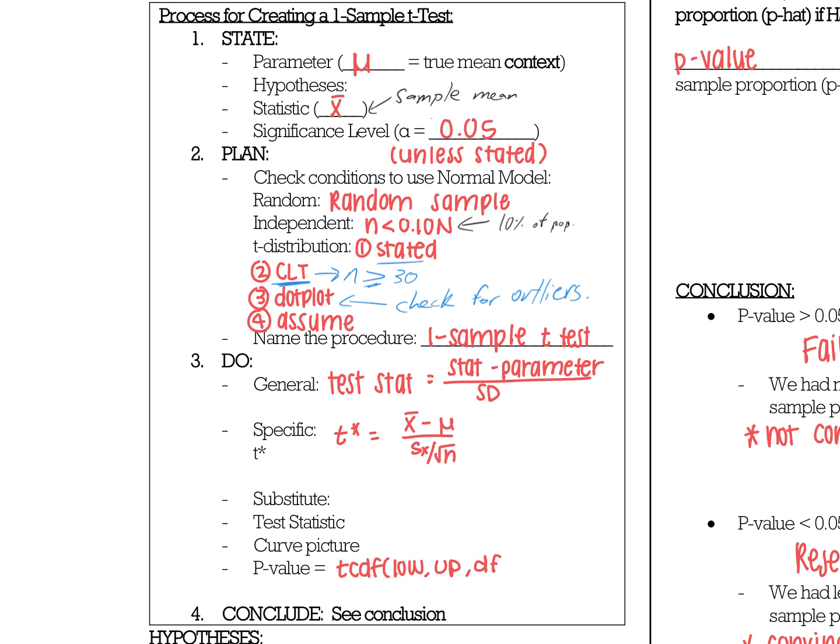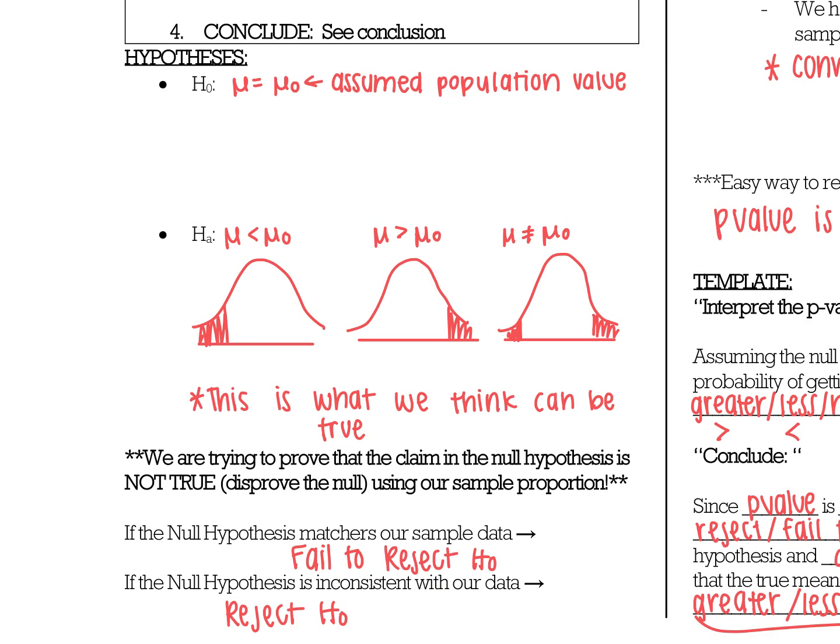Feel free to pause or go back and look at any of these that you were not able to write down. Okay, let's talk about our hypotheses now. The hypotheses here are going to be, of course, my null hypothesis, which we've seen many times at this point, and my alternative hypothesis. The null hypothesis is always going to be an equals value, and we're going to say that it's going to equal the assumed population. Sometimes you hear me call it also a claim, but it is what we are assuming the population to be.